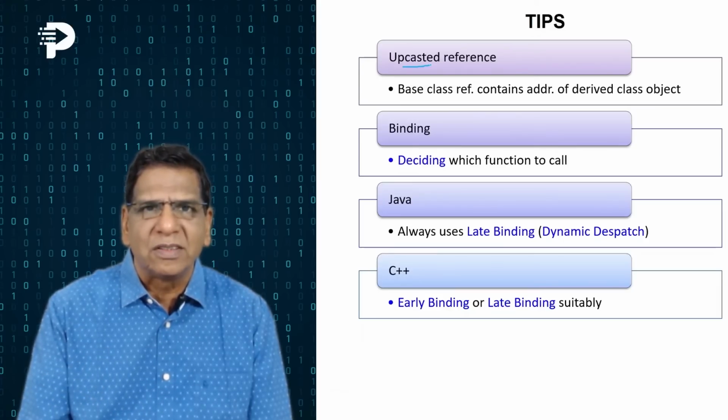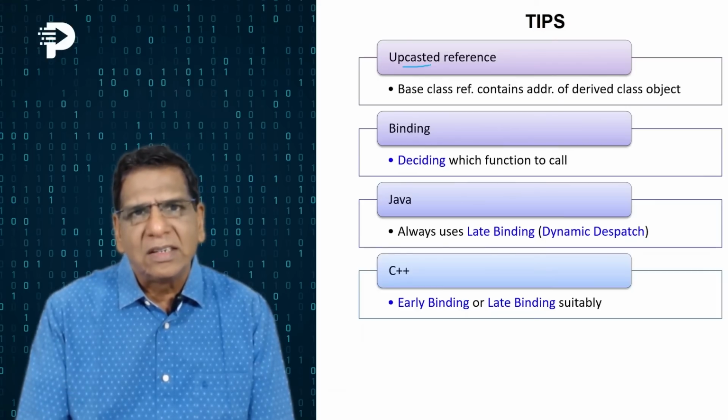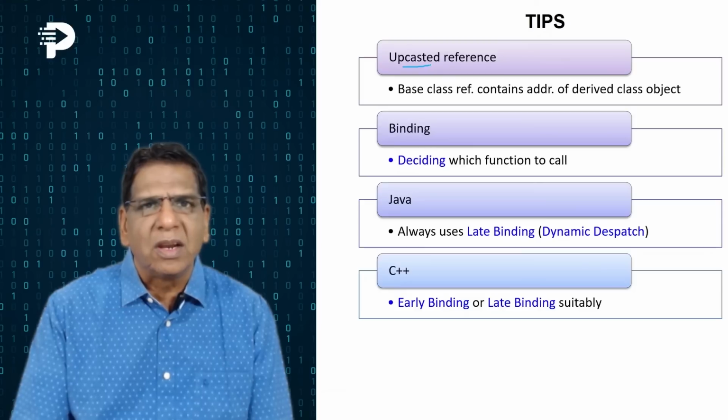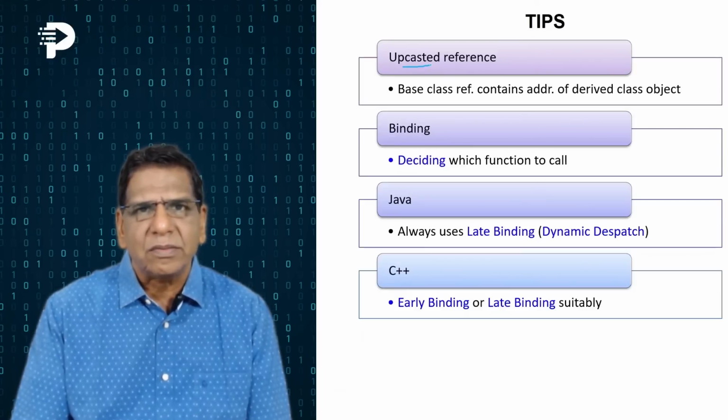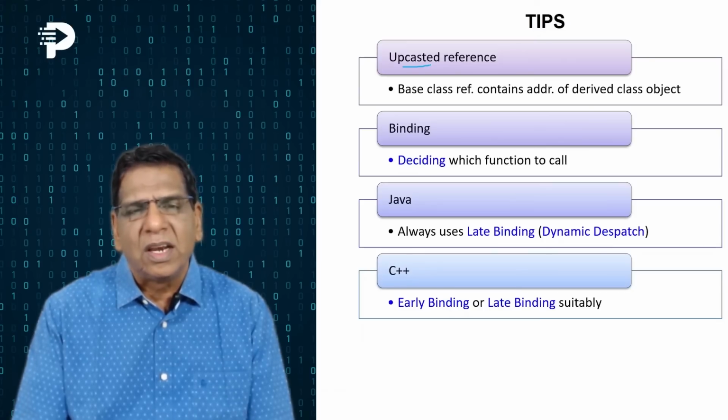Since in Java objects are always nameless, they are always created on the heap, and they are always used through their references. Hence calls to methods will happen through references, and since these are upcasted references, you will land into the suitable class's draw function. Since this happens at runtime, Java offers you only late binding or dynamic dispatch.